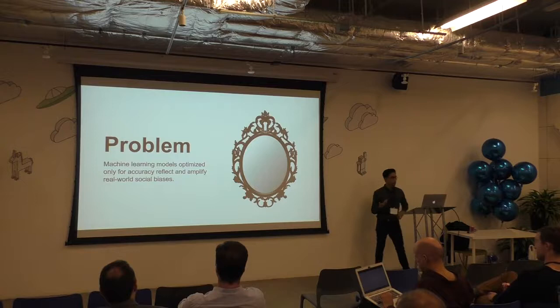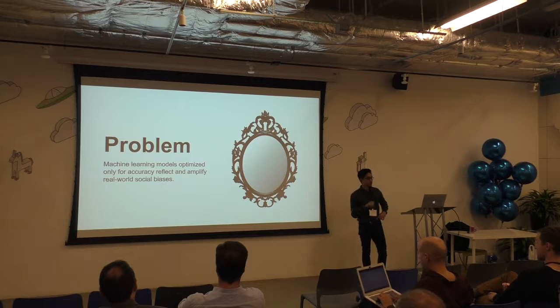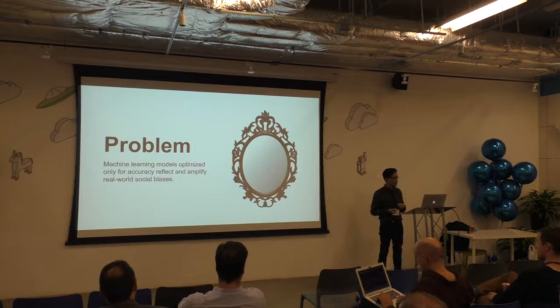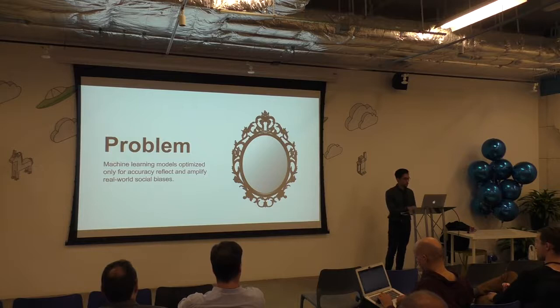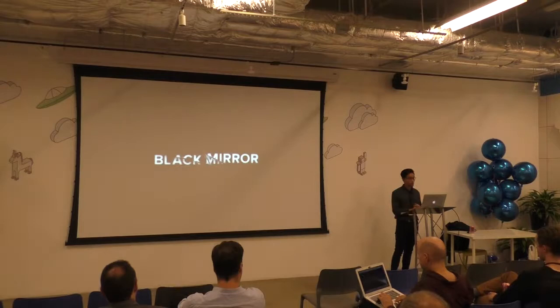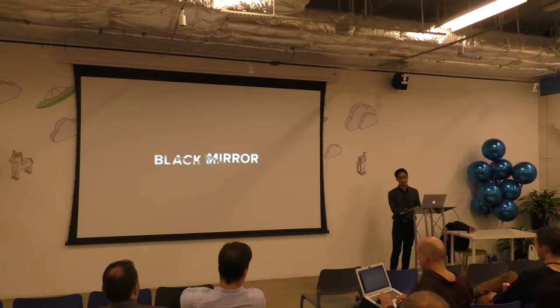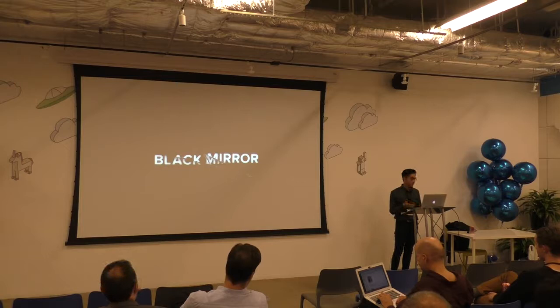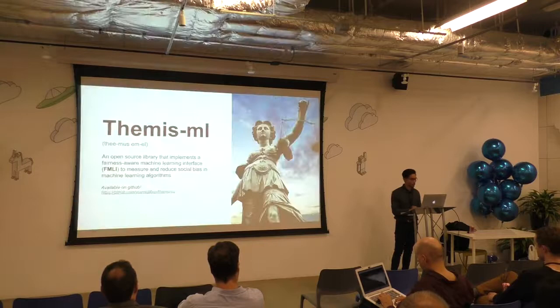Machine learning models optimized only for accuracy, some notion of accuracy, like your model fit to your data at hand, reflect and amplify real-world social biases. So instead of thinking of an ML model as a black box, I think a mirror is a much more apt metaphor, and I would say a black mirror is more apt because, like the TV show, there are all these unintended consequences that can happen when you just take for granted that your labels are true, your ground truth, which we often say is the ground truth, but I think we need to push on that a little bit.